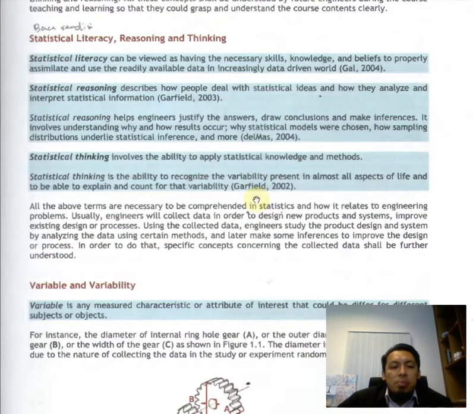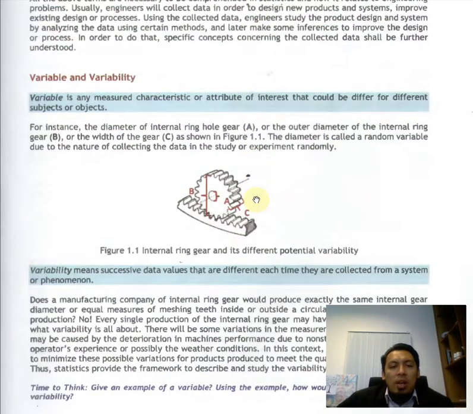Now, variable and variability. This is, as I said before, among the most important things that you need to have before we can conduct statistics.